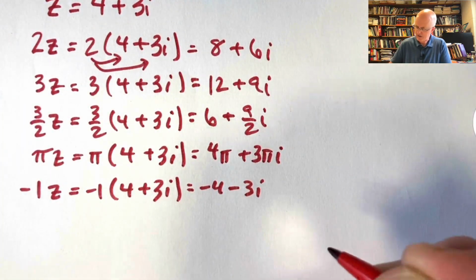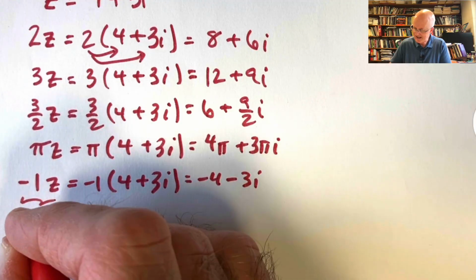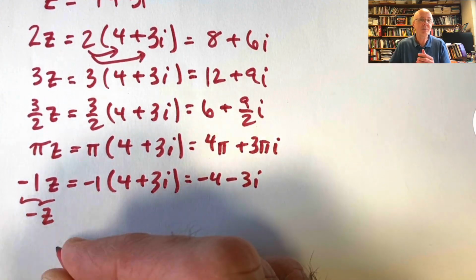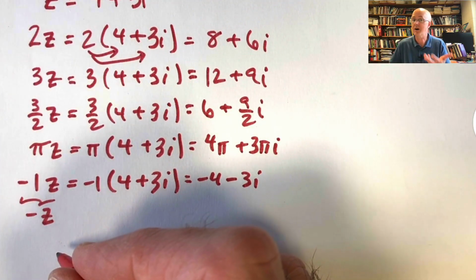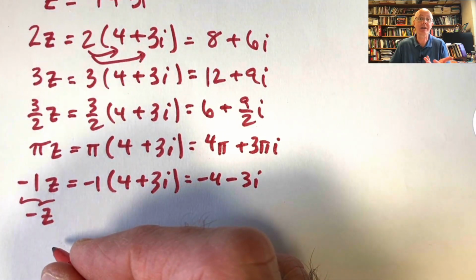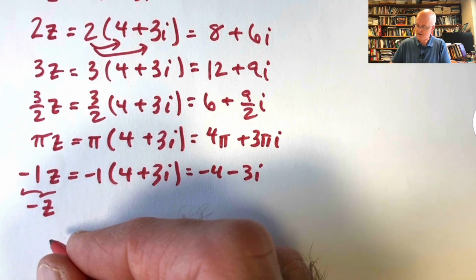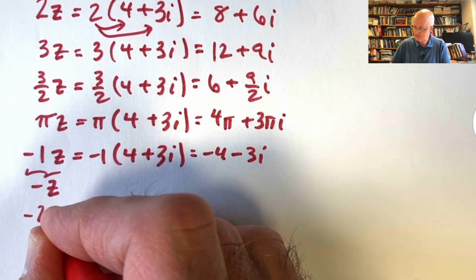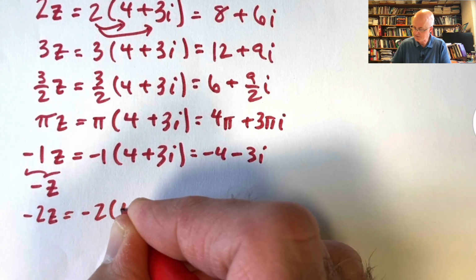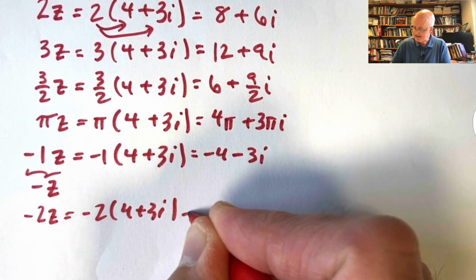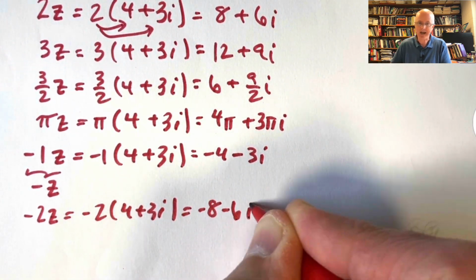I should remark that we can also write this as just -z, and ultimately this quantity is what's called the additive inverse of z. When you add z to this quantity, you are going to get the number 0, which is called the additive identity. I could also multiply by, say, -2. -2 times z is -2 times (4 plus 3i), which is -8 minus 6i.